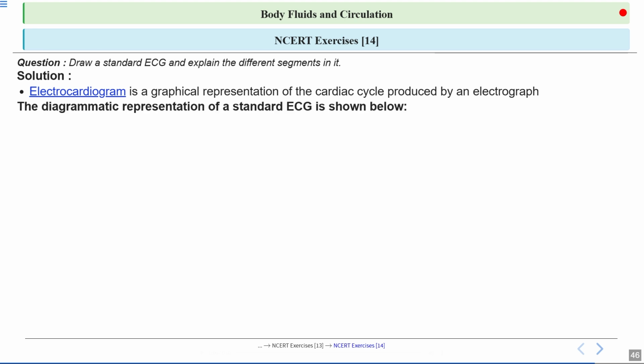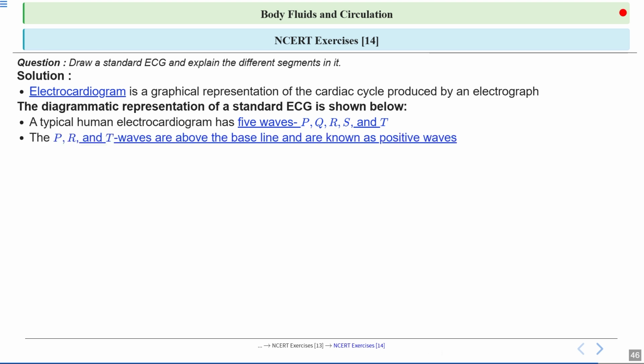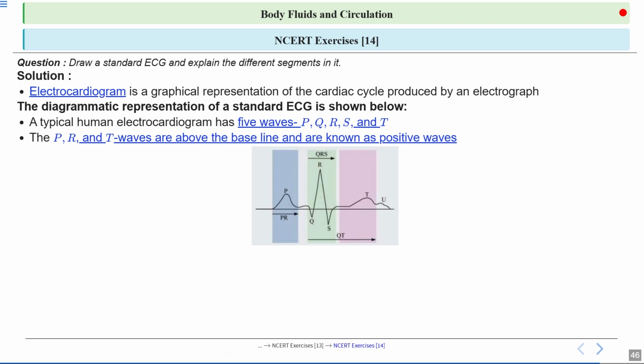Now here you can see the diagrammatic representation of a standard ECG. A typical human ECG has five waves: P, Q, R, S and T. Each wave represents a specific event in the heart's electrical cycle. The P, R and T waves are above the baseline and are called positive waves. This means the electrical activity is moving in a certain direction, which is important for understanding how the heart contracts and relaxes. Here is an image showing you the ECG. You can notice the shape and the position of the waves P, Q, R, S and T.